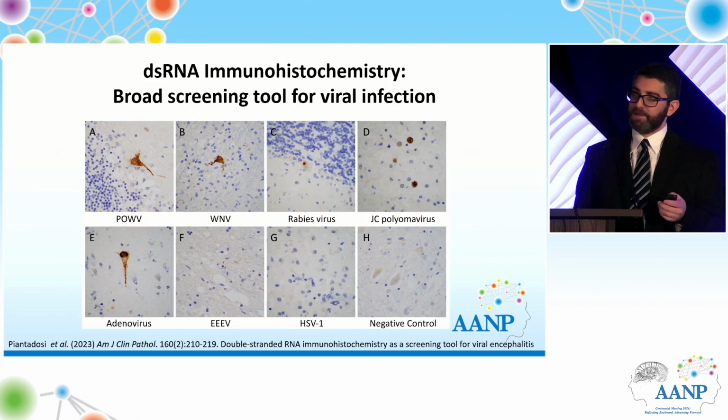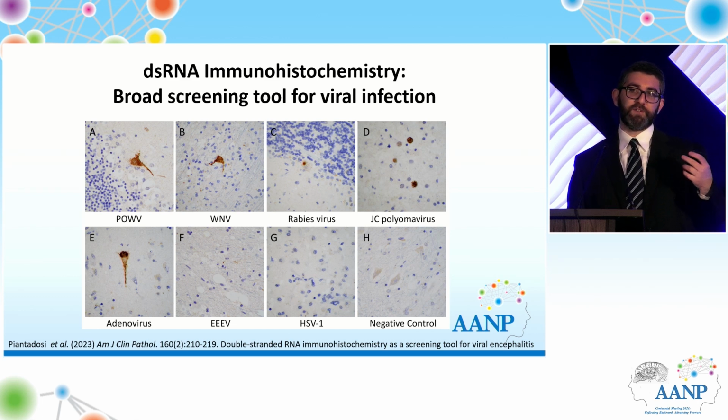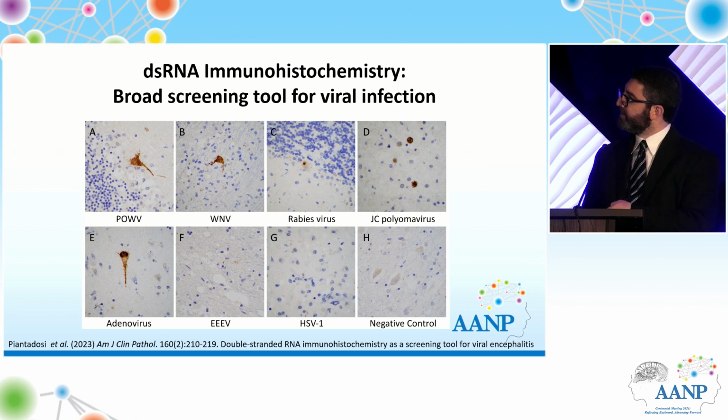So I couldn't resist throwing a little bit of my own research in here. One of the ways that we've been trying to better screen cases prior to spending all the money on metagenomics is to come up with universal screens, and one thing that we tried with my collaborator, N.P. Antidosi at Emory, is to look at double-stranded RNA as a broad-spectrum immunostain. And you can see it works really well for certain things like Powassan virus, which we see a lot of in the Northeast, West Nile virus, another flavivirus. It actually works really well for rabies.